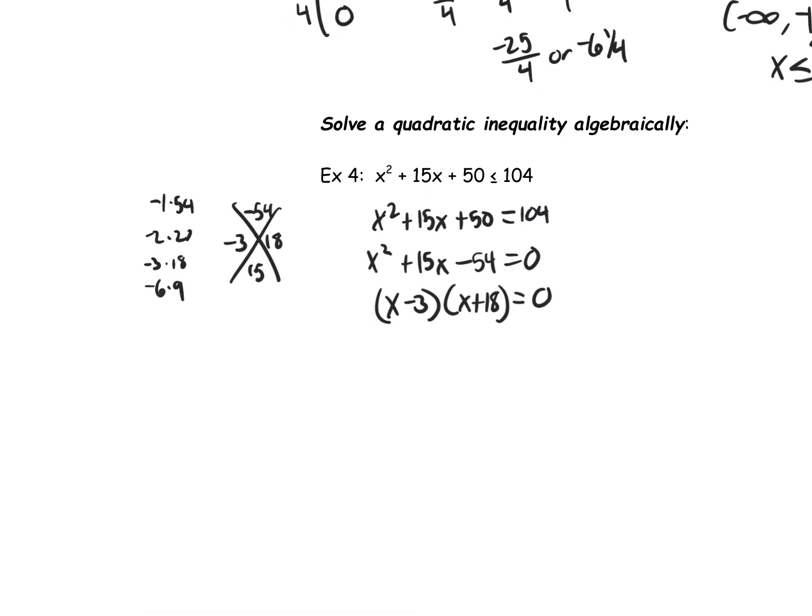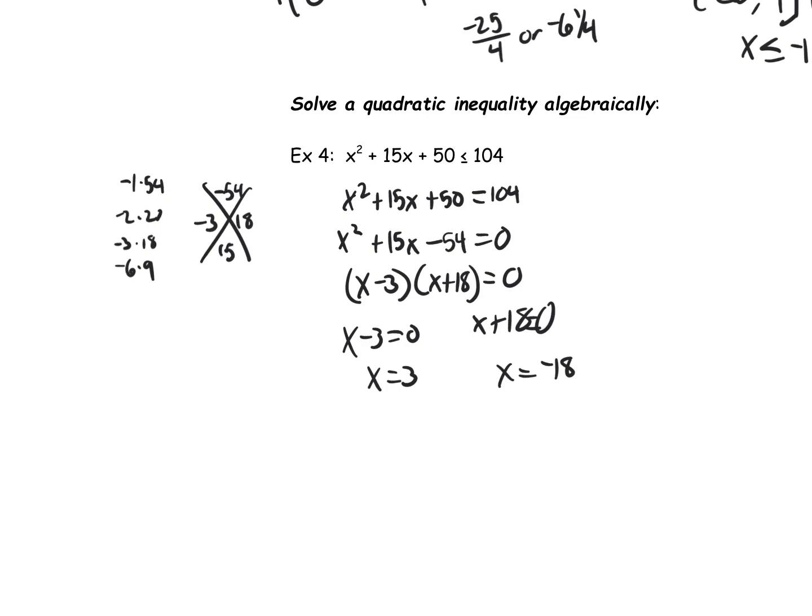So the zero product property states that anytime I have two things that multiply together to equal 0, one of them must be 0. So if I have x minus 3 times x plus 18 equals 0, either x minus 3 equals 0 or x plus 18 equals 0. So x would be positive 3, or x would be negative 18.